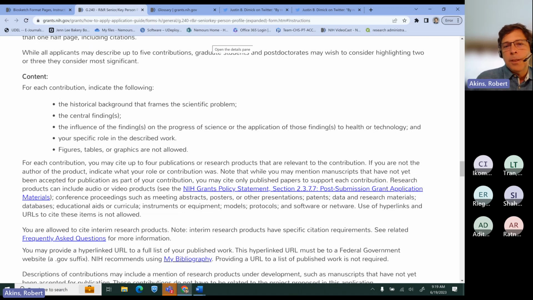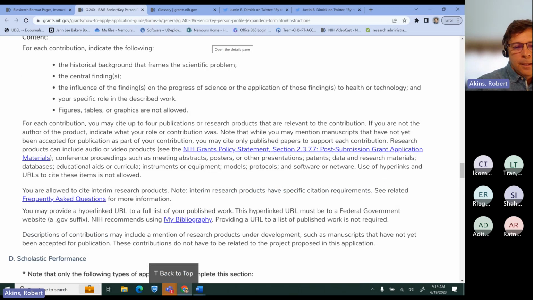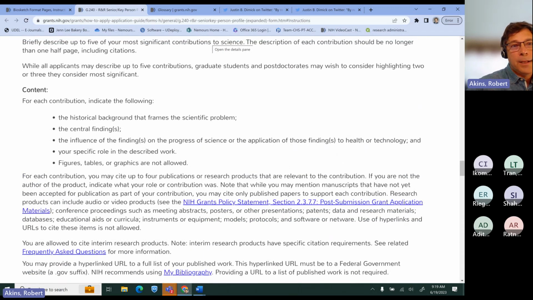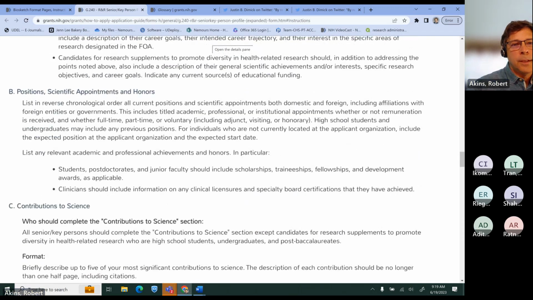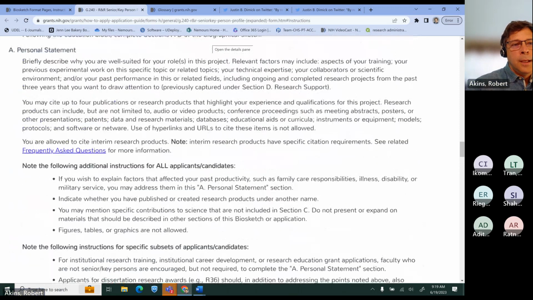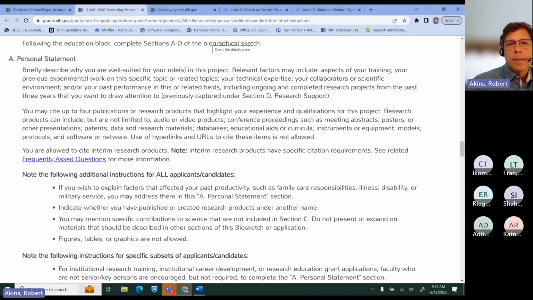That's similar to this, or that supports your ability to do this, those are the things that you want to put in. Okay. And if anyone has them, we can go through and look at your specific contributions.